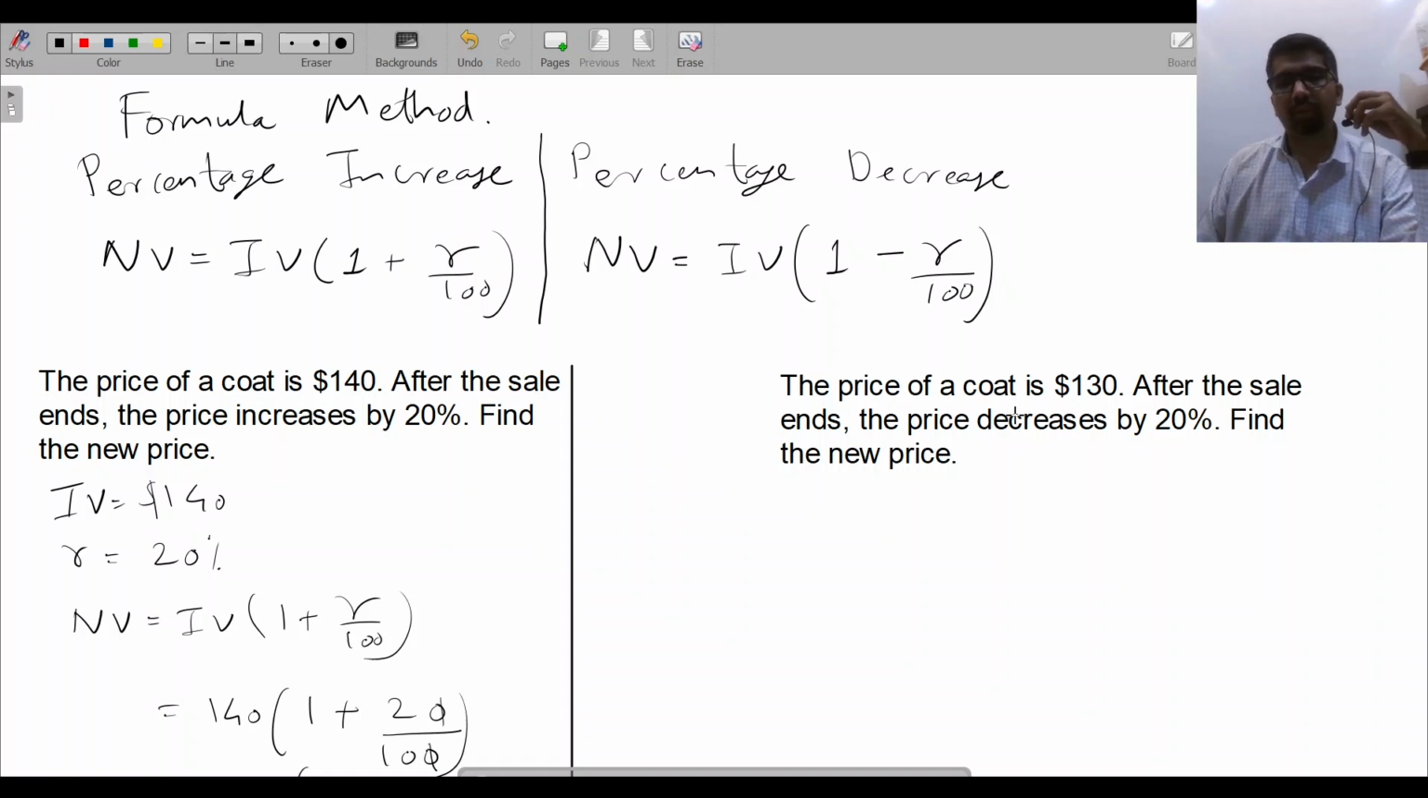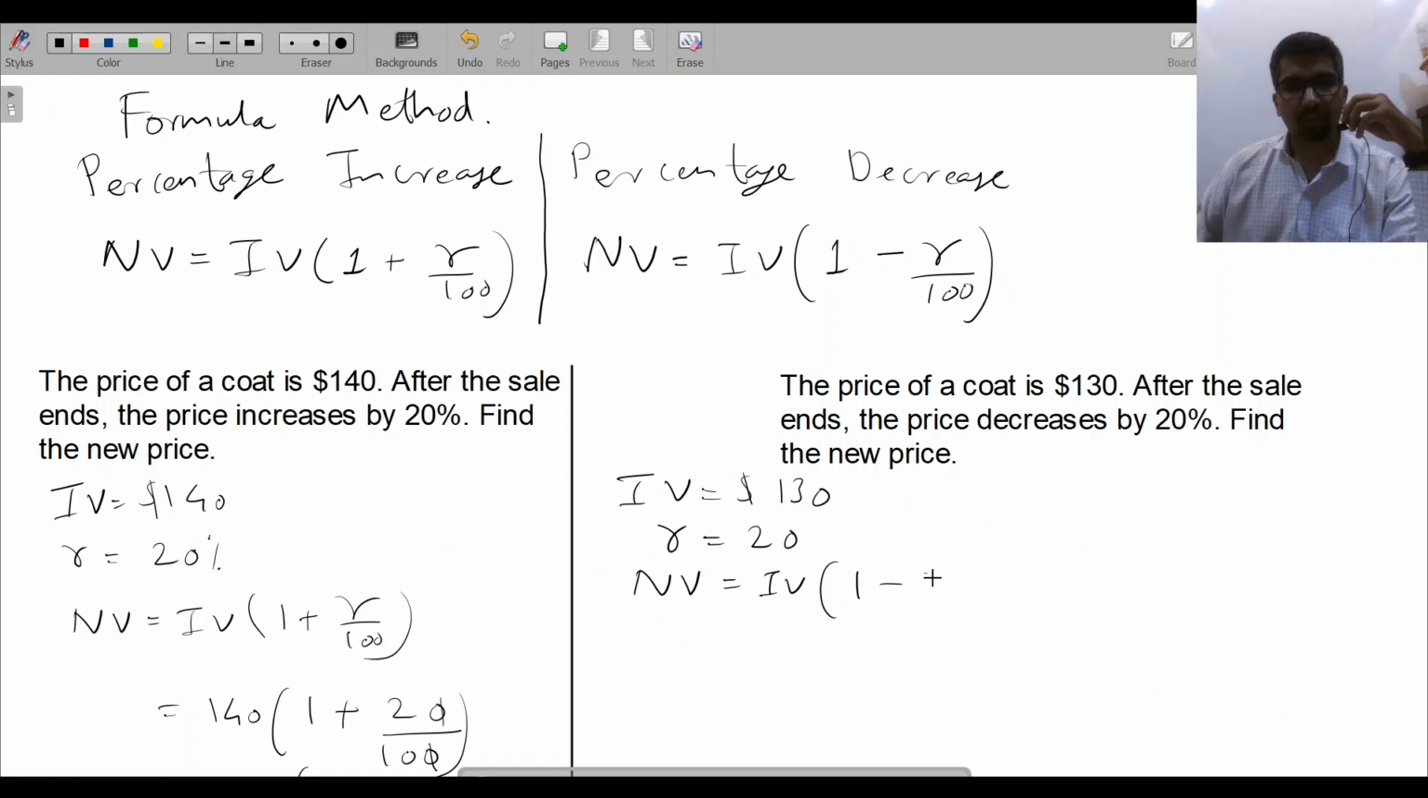The price of a coat is $130. After the sale ends, the price decreases by 20%. Find the new price. Again, the same thing: this is the initial value, so the IV is $130, and after the sale ends the price decreases by 20%. So you have to subtract R. R is 20%. Find the new value. So new value is initial value times 1 minus R upon 100.